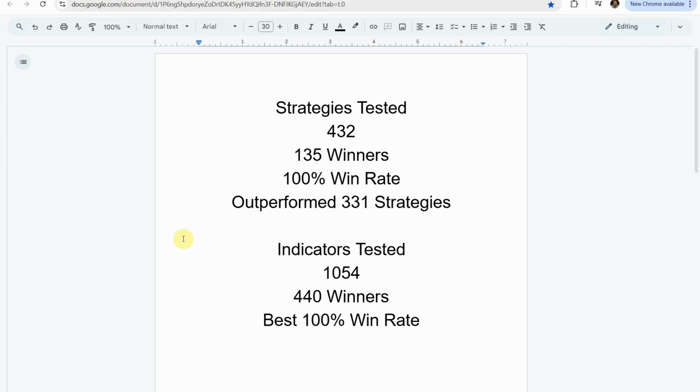So to date, we have tested a total of 432 different strategies, with 135 of them being winners. The best one so far was able to achieve a 100% win rate. That was actually achieved using a live trading account, trading the Academy of Forex indicator on the crypto scalping strategy that I mentioned in this video. And so far, since we've been keeping track, it has outperformed 331 of the other strategies that we have put it up against, every single one so far. We've also tested a total of 1,054 indicators, with 440 of them being winners.